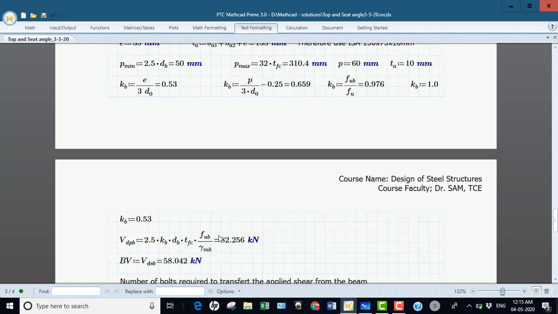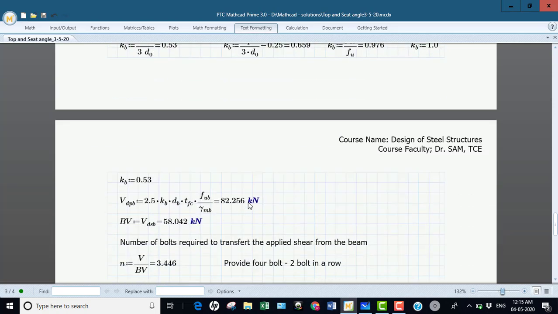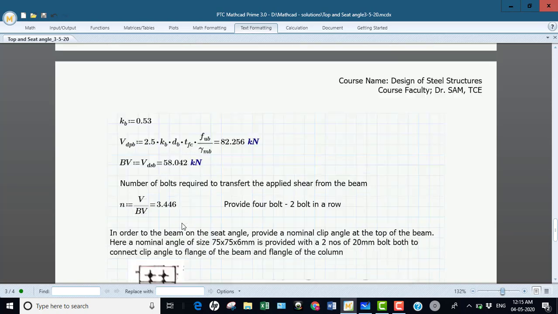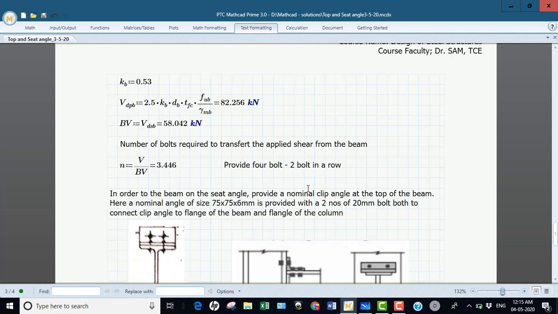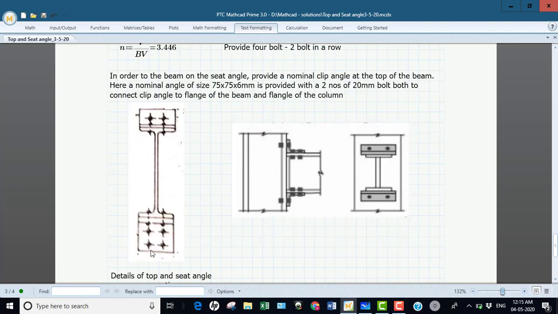So from this I am calculating the bearing capacity, but from the magnitude I found that the bolt value is governed by the shear capacity of the bolt, which is equal to this much. Then I calculate the number of bolts required to transfer this shear. The shear force divided by bolt value gives the number of bolts. So I got approximately 4 bolts. I provided 2 bolts in 2 rows, like this. There are 4 bolts, each row I provide 2 bolts, to connect the seat angle leg to the column flange.